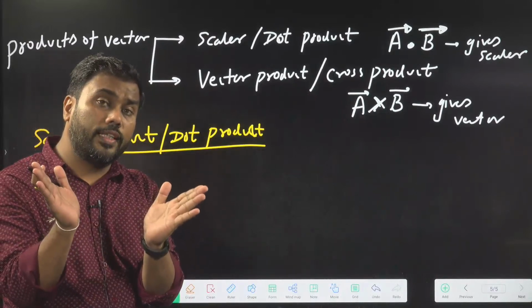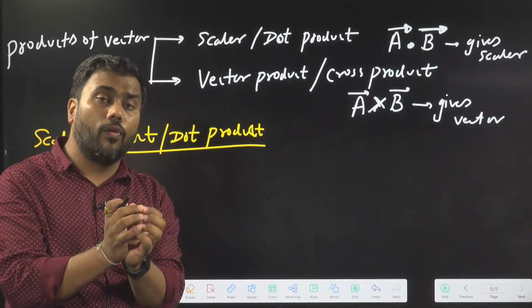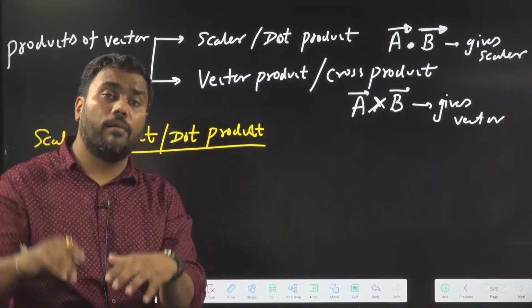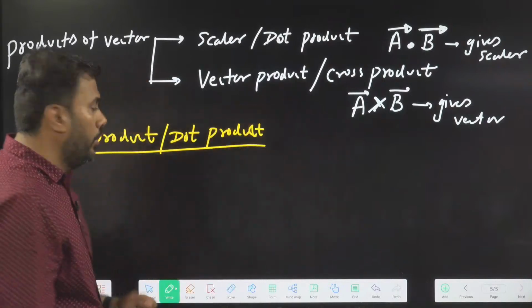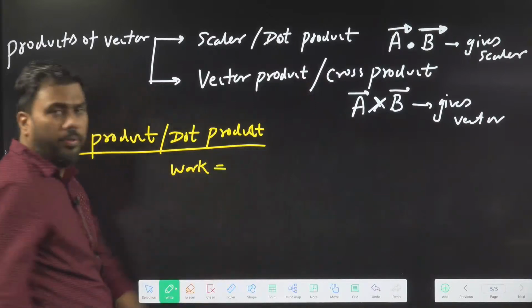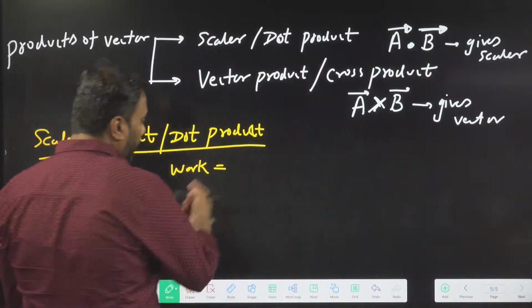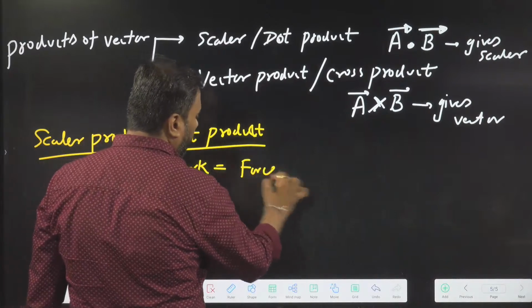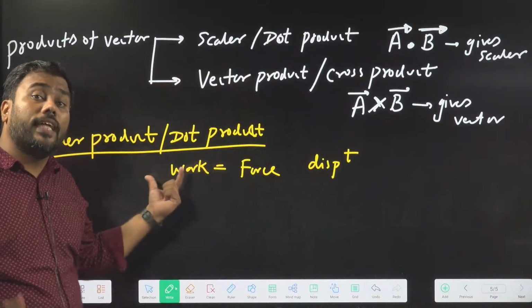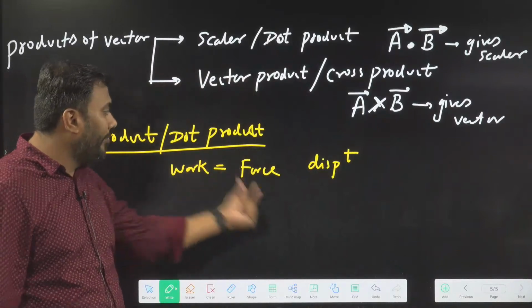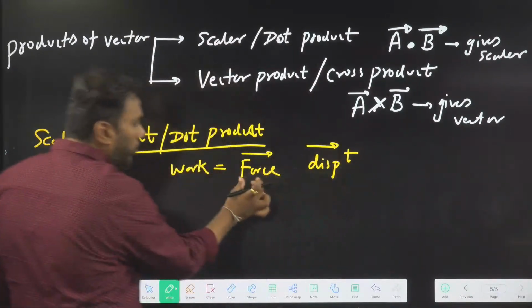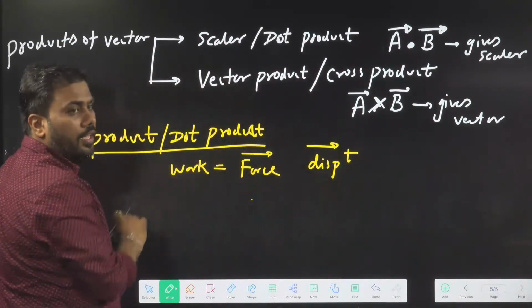Sometimes two vector quantities by combination give you a scalar quantity, and sometimes two vector quantities by combining give you a vector quantity. For example, work is dependent on force and displacement. Work is actually a scalar quantity, and force and displacement are both vectors. So two vector quantities when multiplied give you a scalar.